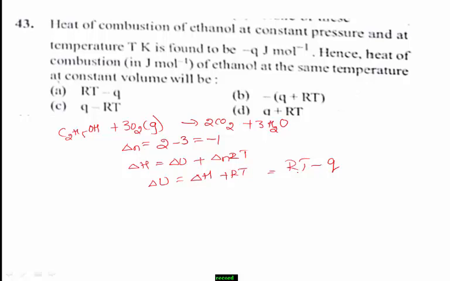Students, if you want to know more about this question: heat of combustion at constant pressure, that is QP, is equal to delta H equal to minus Q joule per mole. Heat of combustion at constant volume, that is QV, is equal to delta U. So option A, RT minus Q, is the right answer. Option A is the right answer.